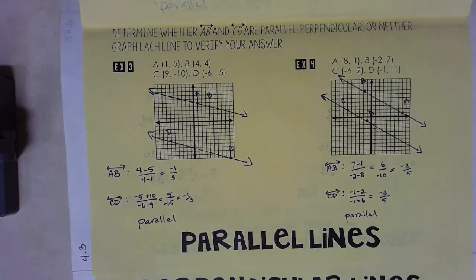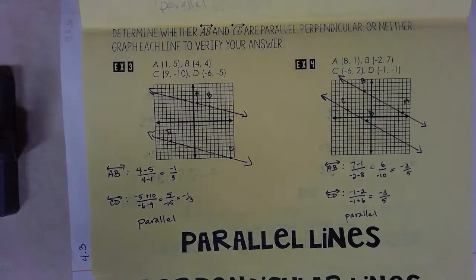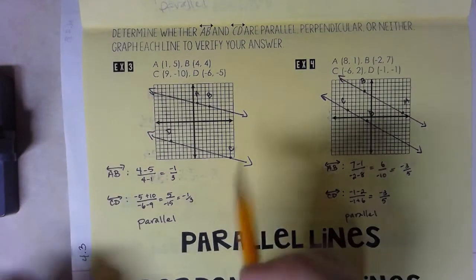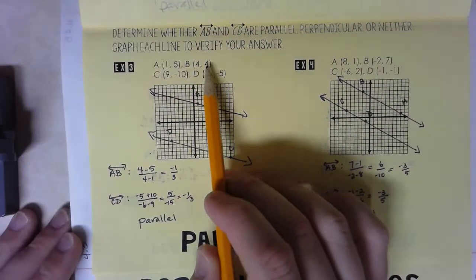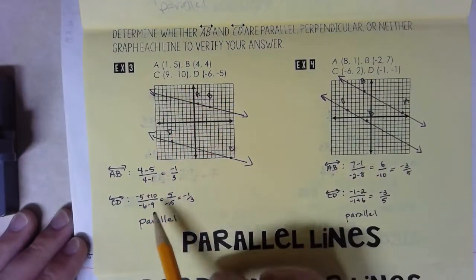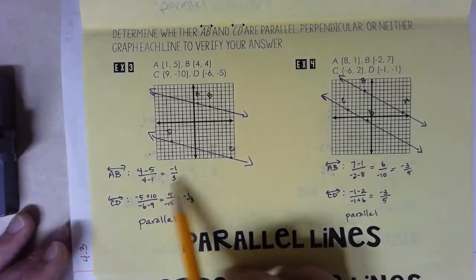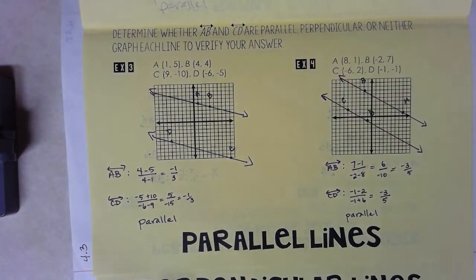All right, so this time we are given again two sets of points that represent two lines, AB and CD. We're asked to go through and determine if these lines are parallel, perpendicular, or neither. And then we need to graph them in order to verify our answer. So let's start with finding the slopes. So we start with AB. We have 4 minus 5, which gives me negative 1, over 4 minus 1, which gives me 3. So the first one's going to have a slope of negative 1 over 3.